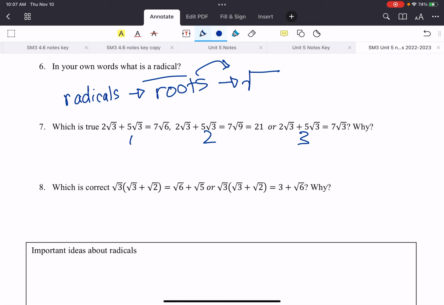Okay, which one do you think is true? Two of them are not true. One is true. Raise your hand, showing me with your fingers which one you think is true: 1, 2, or 3.